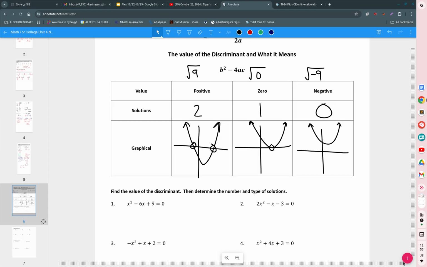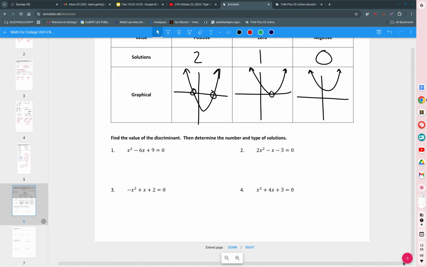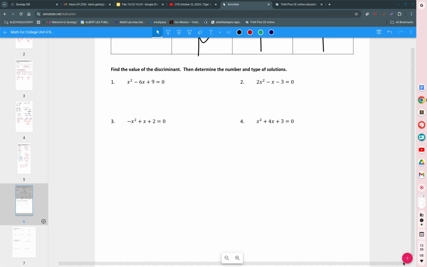So in today's assignment, we want to be able to look at the discriminant value and determine the number of solutions that it has. And then move on to actually using the quadratic formula, okay? So I'm going to write it down here. Negative b plus or minus the square root of b squared minus 4ac, all over 2a.